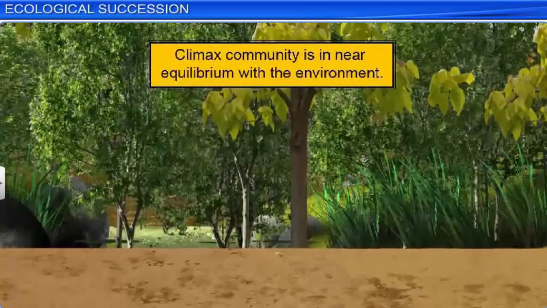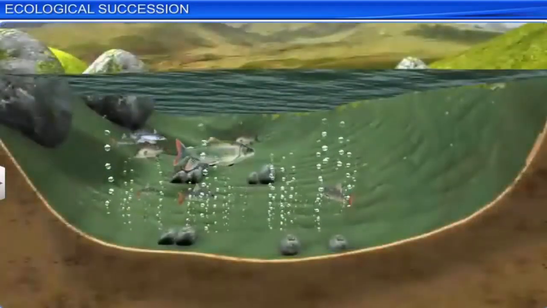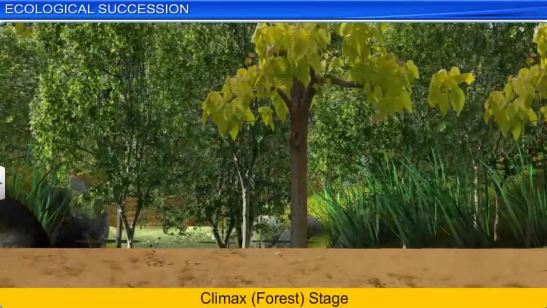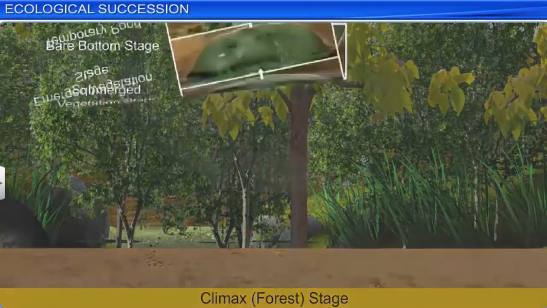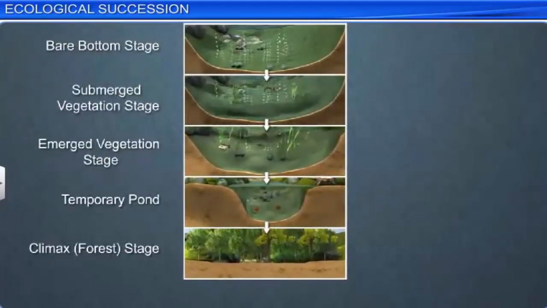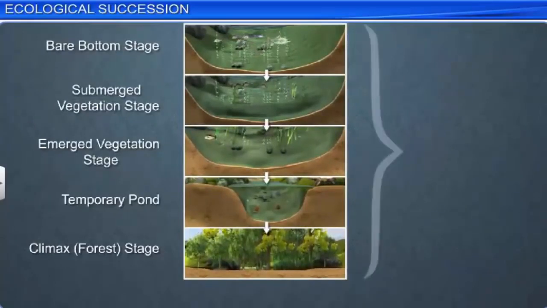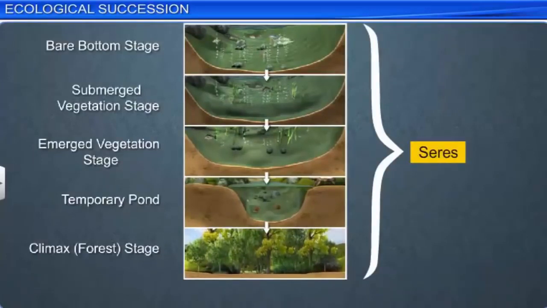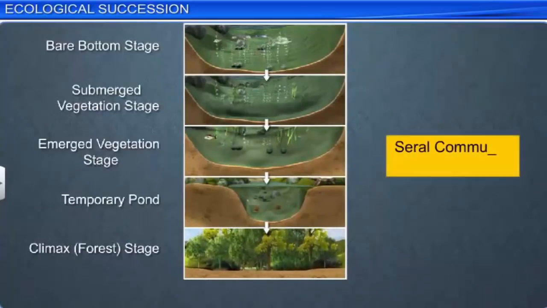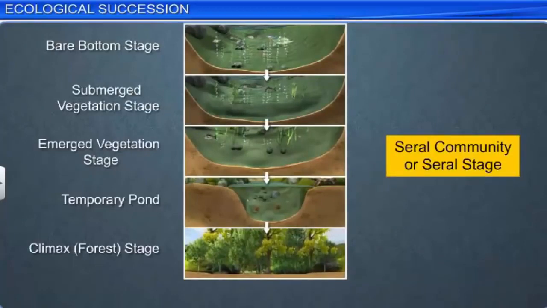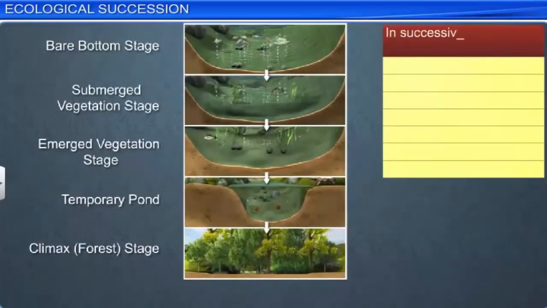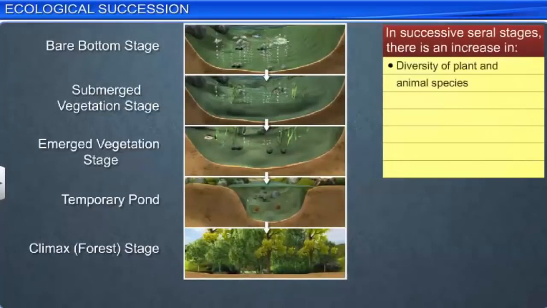For example, in the ecological succession from a pond to a forest, the climax community is the forest. Also, in the process of ecological succession, the sequence of communities that replace one another in a given area is known as a sere or seres. Each transitional community is called a seral community or a seral stage. In each successive seral stage, the diversity of plant and animal species increases along with an increase in the number of species and total biomass.